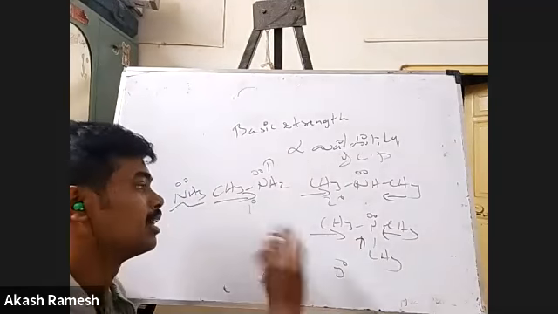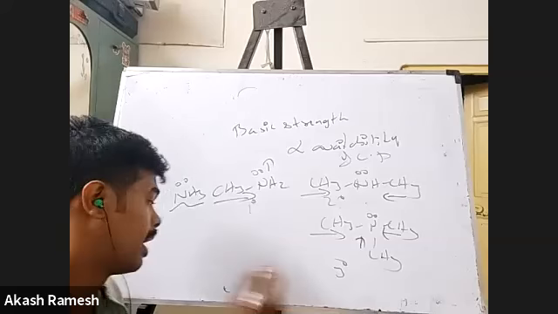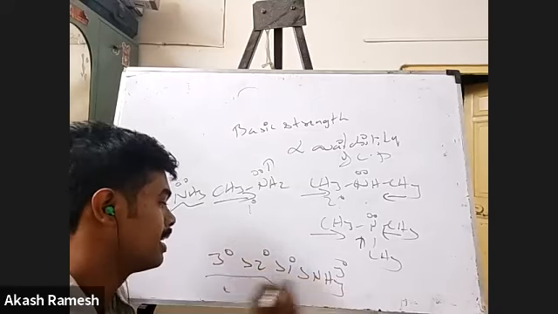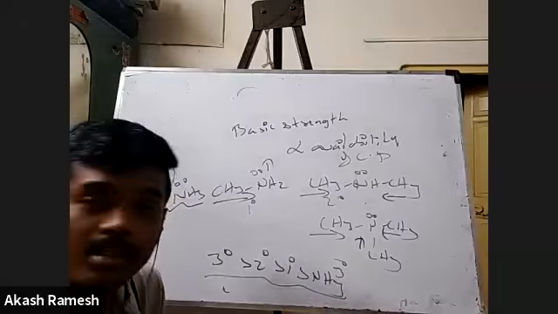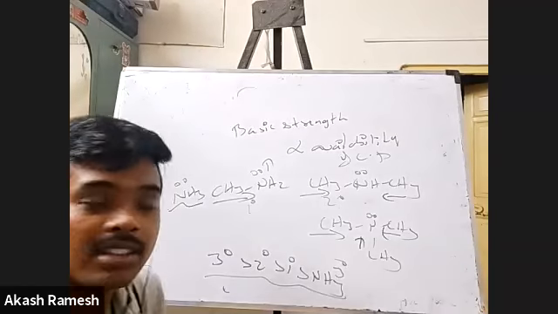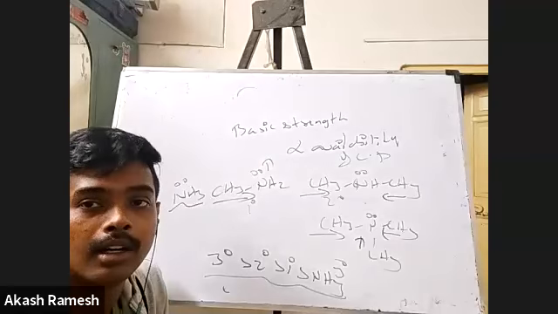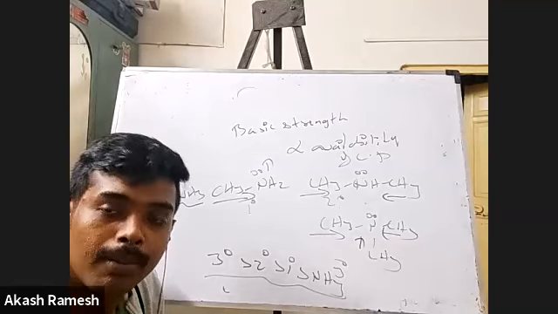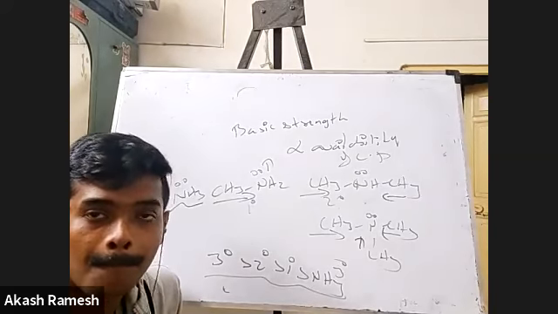So obviously the order of basic strength for the amines and ammonia would be tertiary greater than secondary, greater than primary, and least would be for ammonia. Yes, everybody understood why it is like this? More availability means I should have electron donating groups present near the nitrogen having the lone pair. Then it is going to increase the availability of lone pair, thereby increasing the basic strength. Yes, understood? Yes, sir. Okay, good.